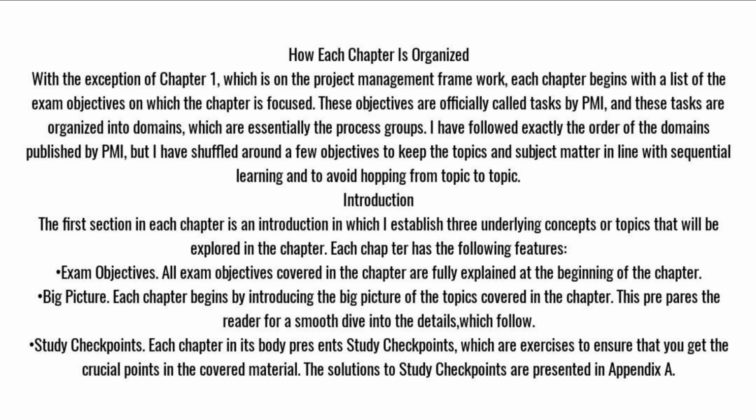Each chapter has the following features. Exam objectives. All exam objectives covered in the chapter are fully explained at the beginning of the chapter. Big picture. Each chapter begins by introducing the big picture of the topics covered in the chapter. This prepares the reader for a smooth dive into the details which follow. Study checkpoints. Each chapter in its body presents study checkpoints, which are exercises to ensure that you get the crucial points in the covered material. The solutions to study checkpoints are presented in Appendix A.